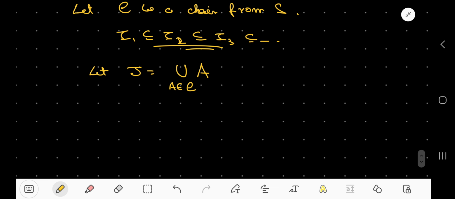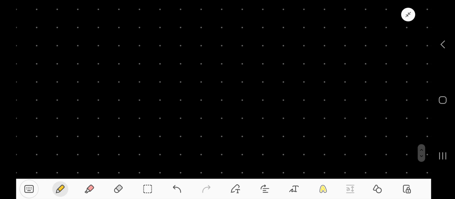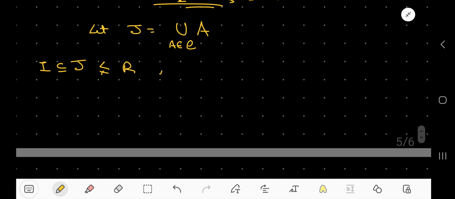But then does J necessarily belong to this collection S? That's quite obvious, right? Because firstly J is an ideal, and J is in fact a proper ideal of R containing I. Okay, how do we show this? Observe that firstly J will contain I by definition, because J is the union of all ideals which contain I.